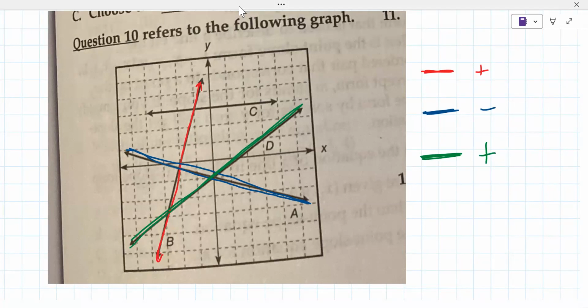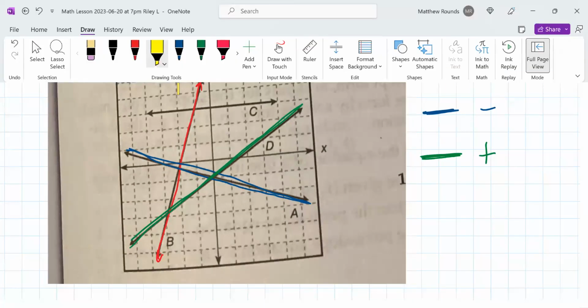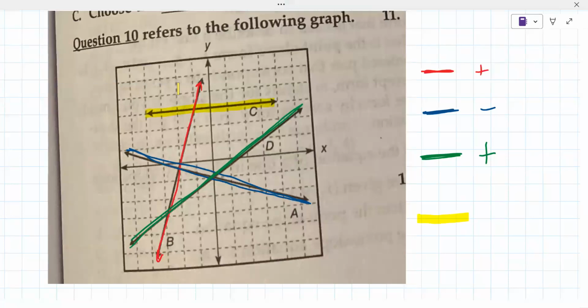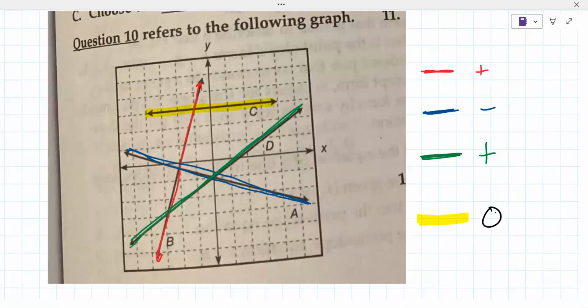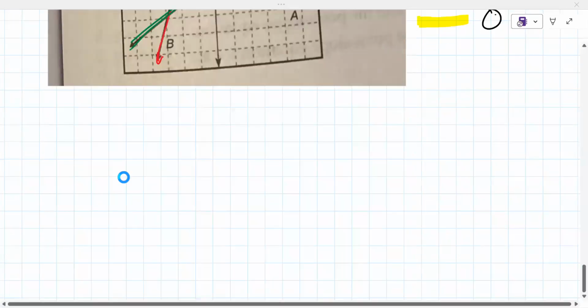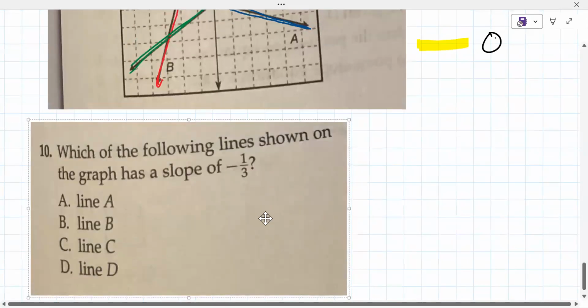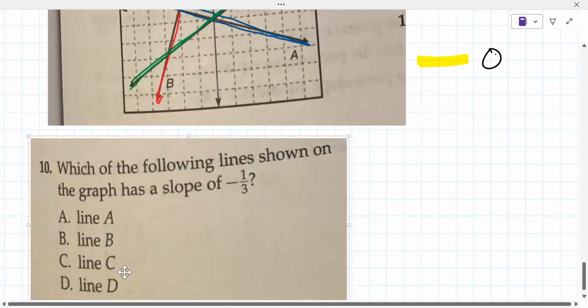Now the last one here, I'm going to highlight it. This is a horizontal line. Do you remember what the slope of a horizontal line is from earlier today? 0. Good. All right. So keep that in mind as you answer the following question. We've actually already answered it, but you have to give the right answer to these things. Which of the following lines has a slope of this number?